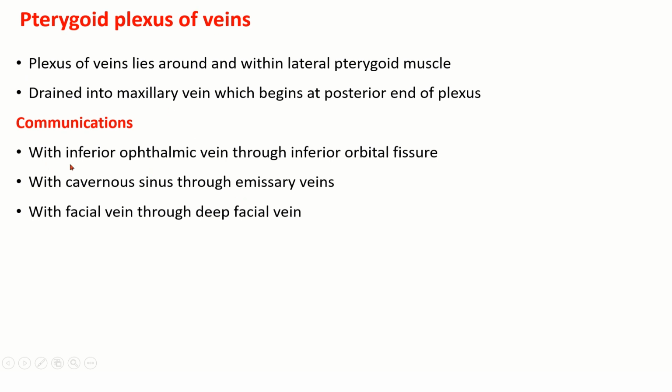Communications: with the inferior ophthalmic vein through the inferior orbital fissure, with the cavernous sinus through emissary veins, and with the facial vein through the deep facial vein. These connections are very dangerous, as any kind of septic and thrombotic emboli can pass into the cavernous sinus.